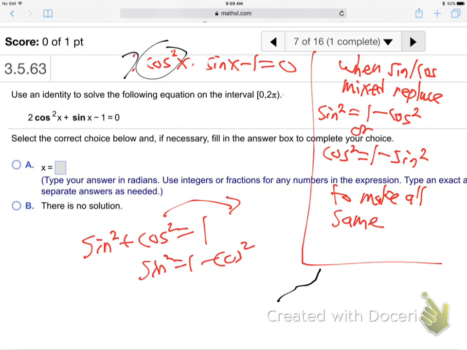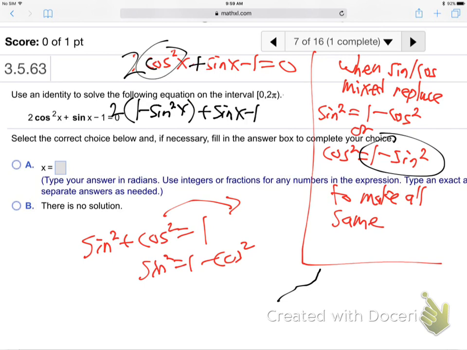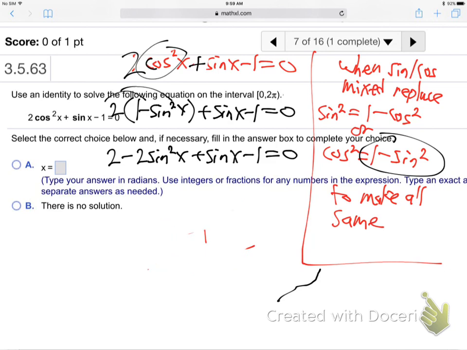The cosine squared right here can be replaced. What is cosine squared equal to? 1 minus sine squared. So make this 2, 1 minus sine squared. What was that here? It was plus. Plus sine x minus 1 equals 0. And then that 2 distributes. 2 minus 2 sine squared plus sine x minus 1 equals 0. You guys tracking with me?